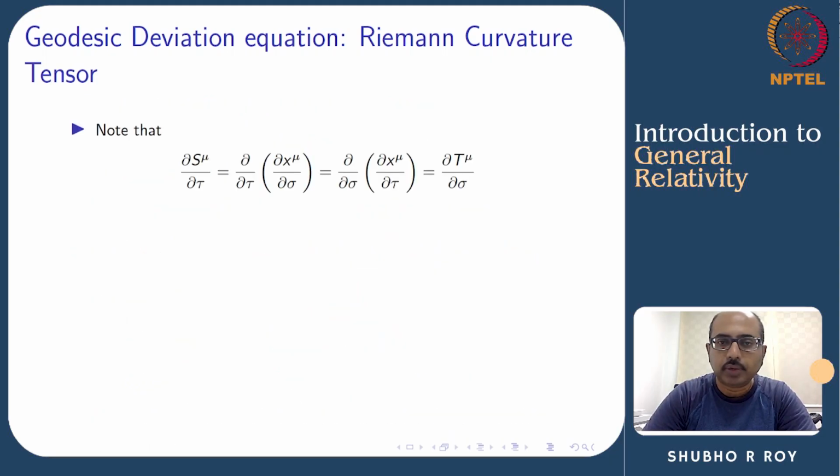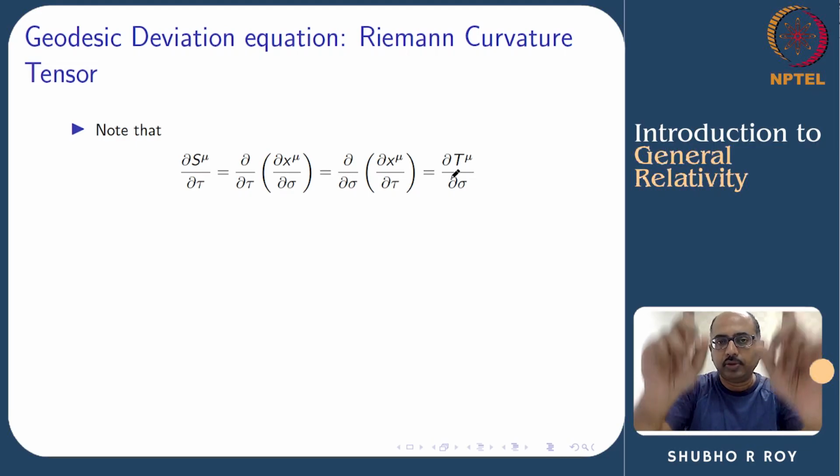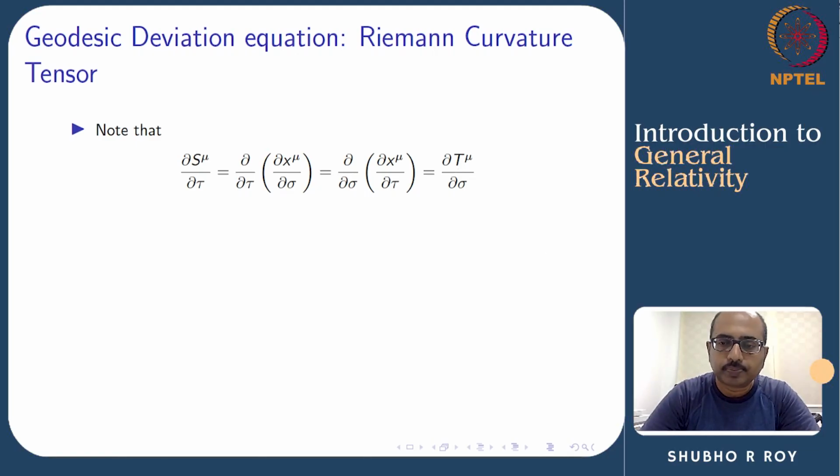Now x mu is a function of sigma and tau, and we know partial derivatives commute, so it doesn't matter which order I write. That implies the identity that del S mu del tau is equal to del T mu del sigma. The rate at which the four velocity is changing across sigma is the same as how the separation is changing along tau.